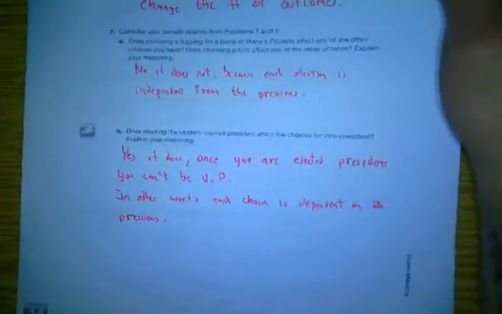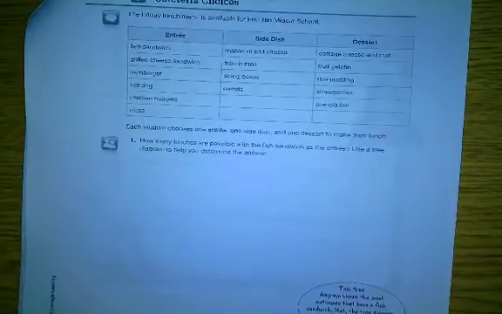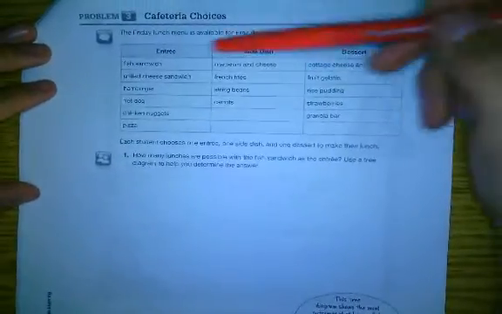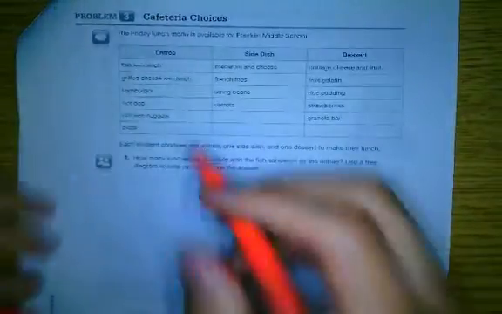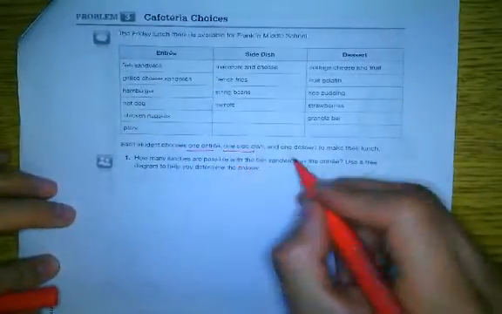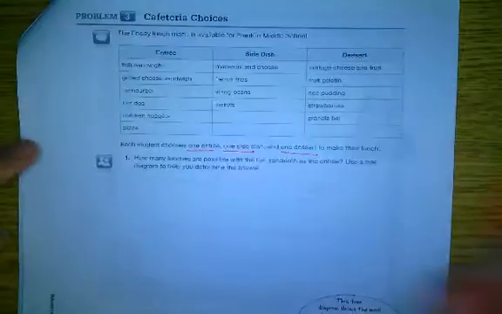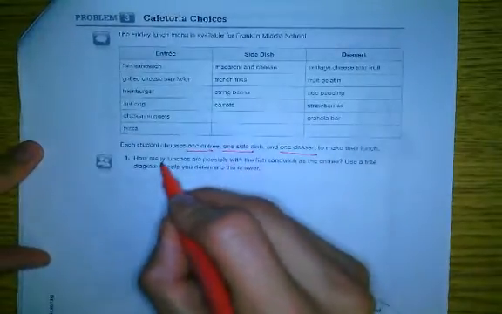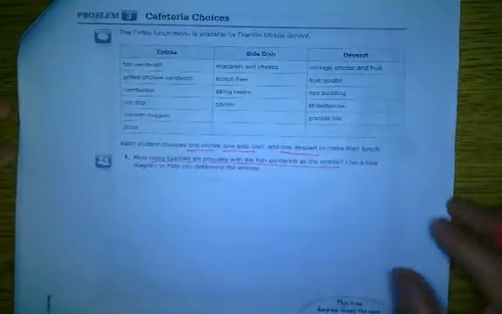Problem number 3. Okay? It says that you have the Friday lunch menus available for Franklin Middle School. Here are your entrees, here are your side dishes, and here are your desserts. Each student chooses one entree, one side dish, and one dessert to make their lunch. How many lunches are possible with fish sandwich as an entree? Use a diagram to help you determine. Since I'm only using fish sandwich as an entree, that's what I'm going to start my tree diagram with. So fish sandwich. Pick a side dish, because it's one entree, one side dish.